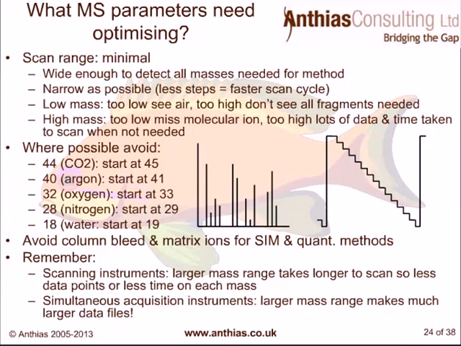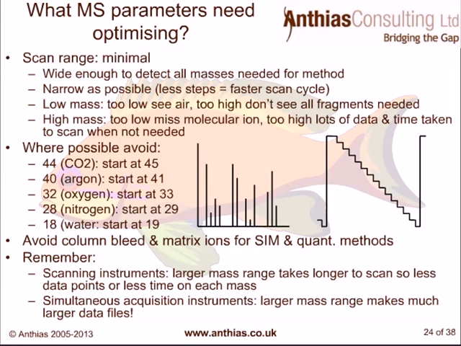So what mass spectrometer parameters need optimizing? First of all, thinking about our scan range, if we've got a scanning instrument, we need to minimize the scan range. It needs to be wide enough to detect all the masses needed for the method, but as narrow as possible. Fewer steps equals a faster scan cycle. If we're scanning, we've got all those individual steps. The wider the mass range, the more steps there are and the longer that will take, so we won't get as many data points across the peak.